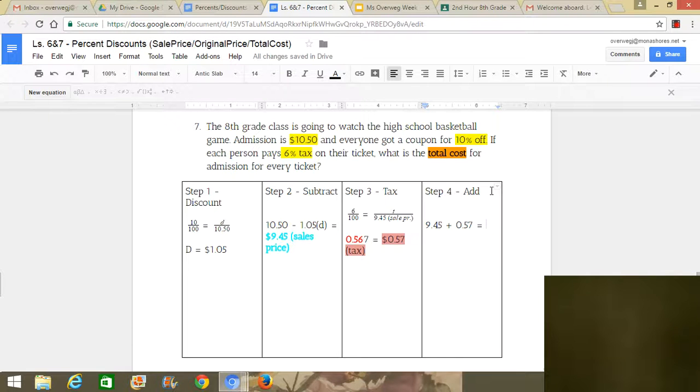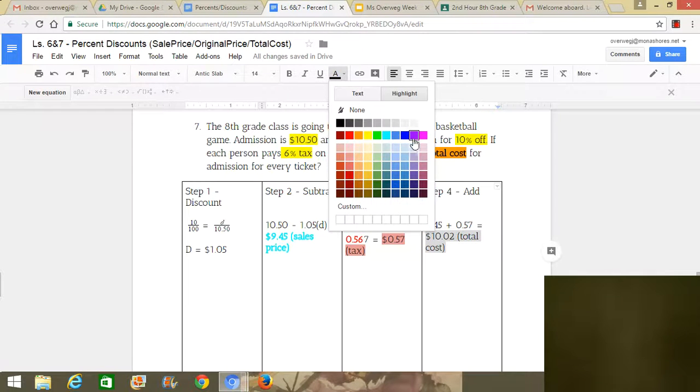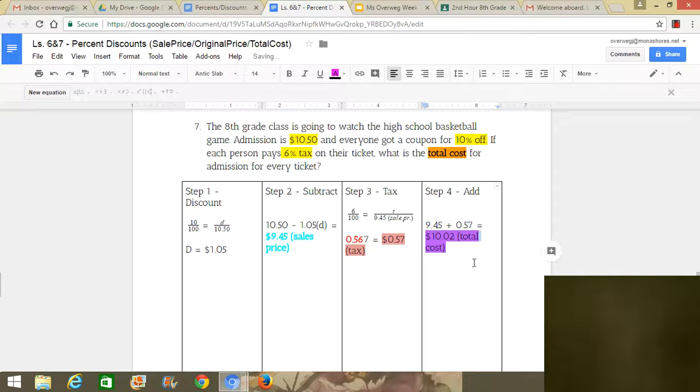Let's see what that equals. I got my calculator. 9.45 plus 0.57 equals $10.02. This is our total cost. I'm going to highlight that as well. We'll do that in this lovely pinky purple color. So that is the end of our problem. So overall, we're paying $10.02 with our 10% off discount.